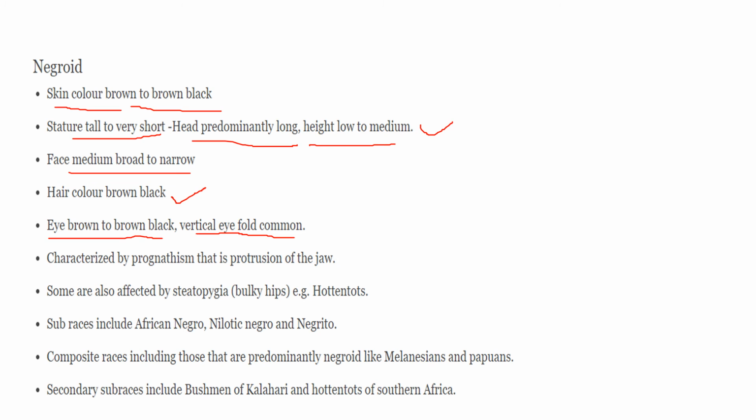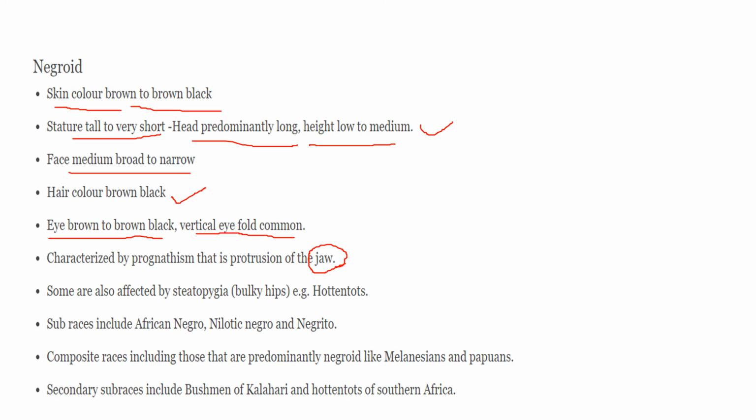Then they are characterized by prognathism, that is the protrusion of the jaw. It is the most important characteristic of these people. Their jaw looks like it comes a little bit to the outer line. Then some are also affected by steatopygia, meaning bulky hips, and these are other characteristics of Negroids. Their lips come to the outer parts.